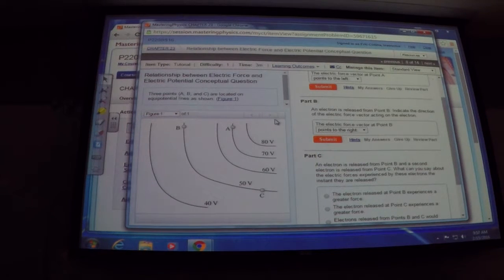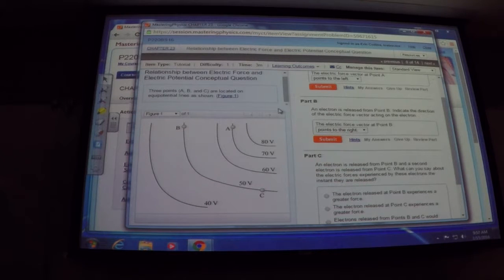Yes? Wait, does this mean electricity flows backwards through circuits? Yes, but don't tell anybody. Okay. Because the physics is the same.